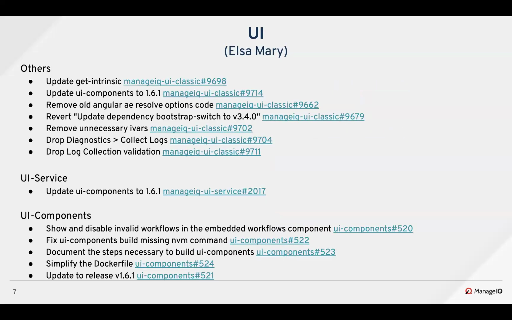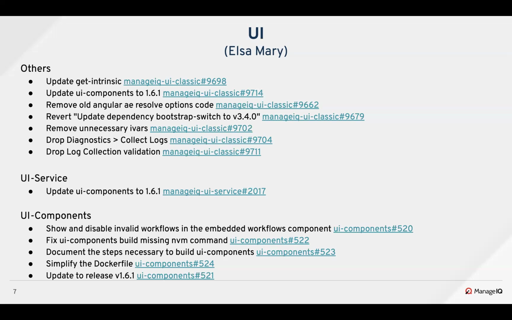Okay, there are other PRs also. We have a package update PR, so get intrinsic packages updated. Also updates UI components to version 1.6.1. Then remove old Angular AE resolve options code. Another Rails PR to update the dependency bootstrap switch to version 3.4.0. Then I think Jason had a PR to remove unnecessary IVARs, drop diagnostics, collect logs, drop log collection validation.